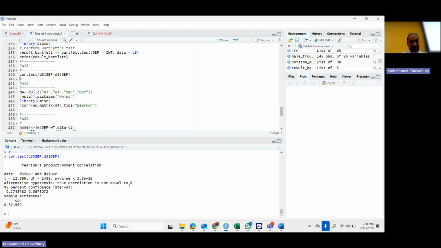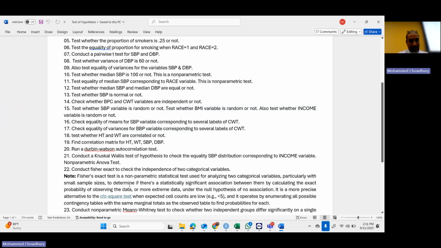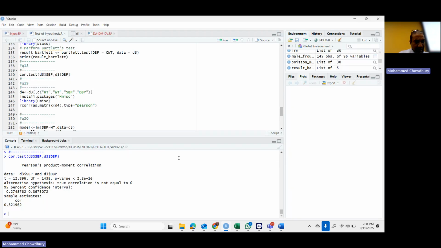So question number 18 is saying you test whether the correlation between SBP and DBP is zero, and test whether height and weight are correlated or not. That is the question. Okay, what did I put here? Question number 18 should be height and weight. HT and WT. Okay, HT and WT.